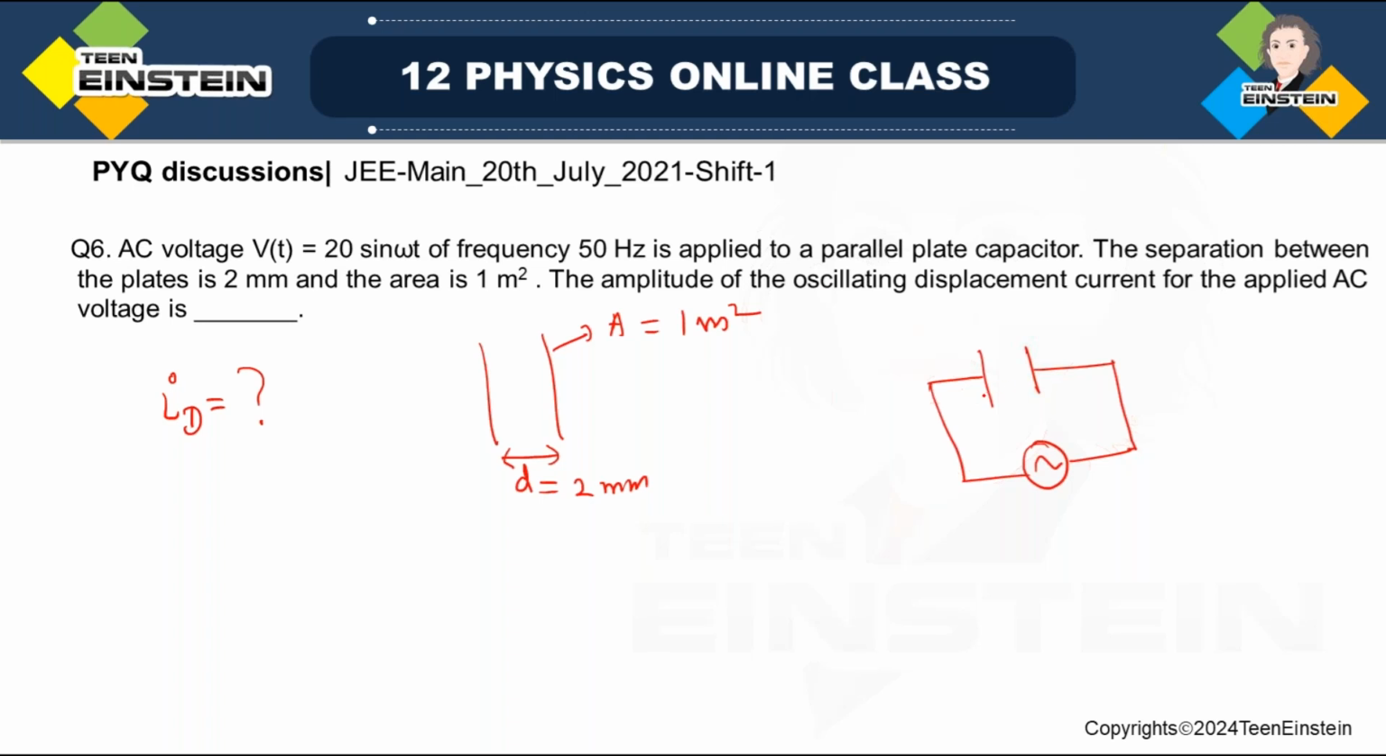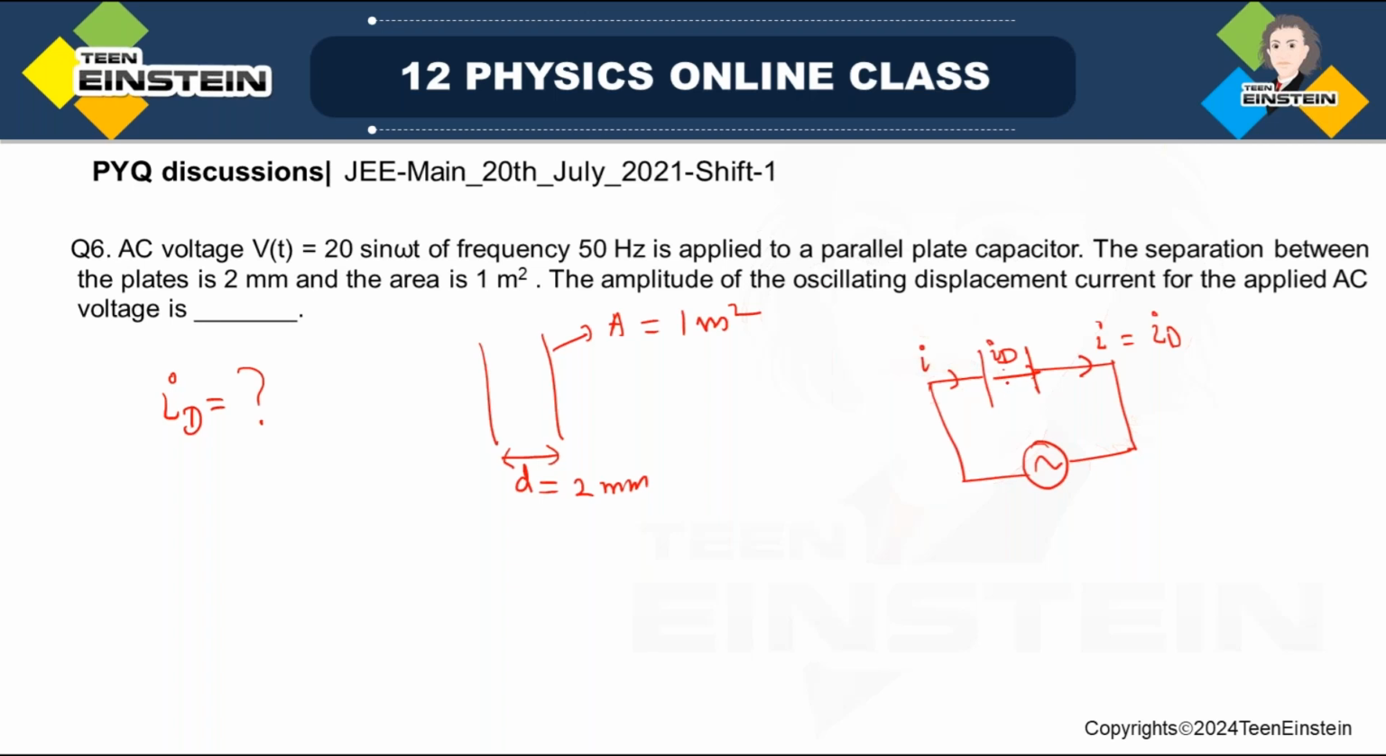So how do you get the current here? How much will be the current in this external circuit? Displacement current is the current which is inside, and it is due to the variation in the electric field in between. The concept here is that the conventional current or conduction current flowing outside the circuit will be exactly equal to the displacement current in between the plates, right?